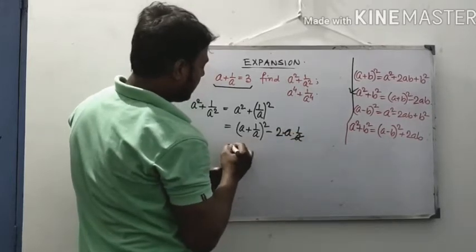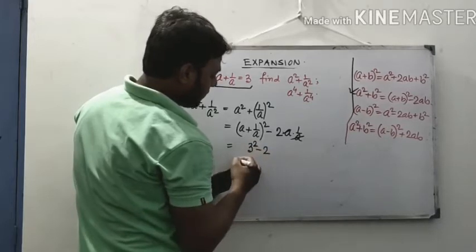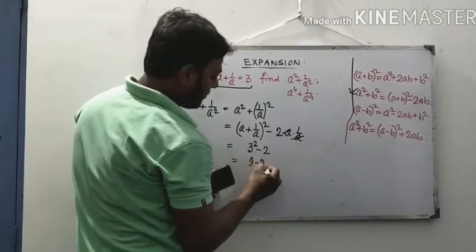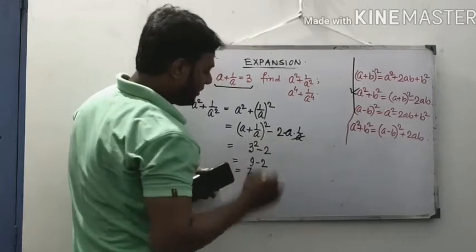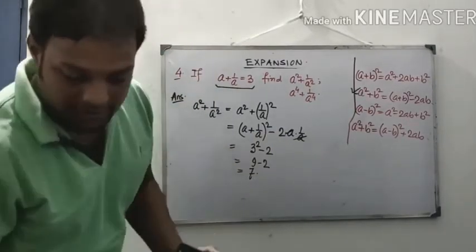This cancels out. Put the values. A plus 1 by a equals 3 square minus 2. 3 square means 9, minus 2 equals 7. This completes the first solution.